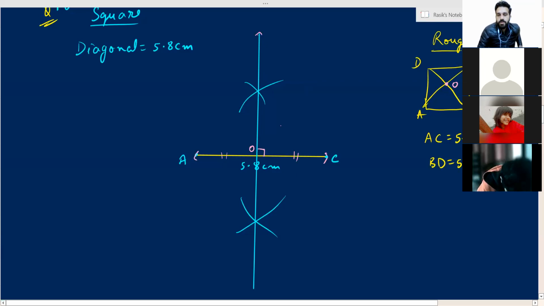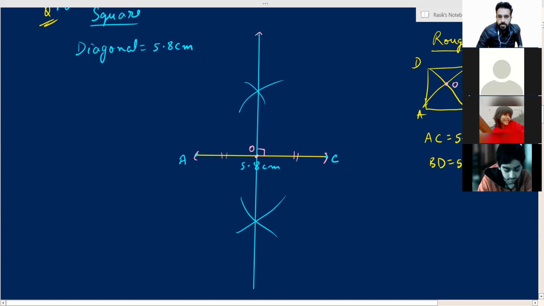So now what we have to do? We have to complete the square now. How to find B and D? We already know A and C. We just have to find B and D. So now what you do? You keep your compass at this point O. Keep your compass at point O and take it to the vertex A.